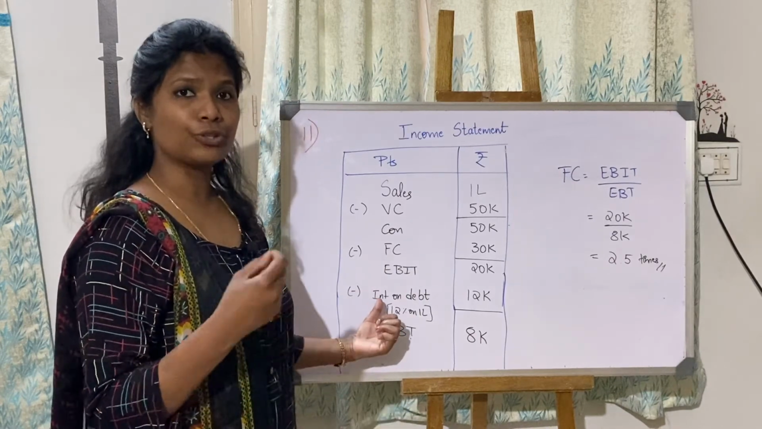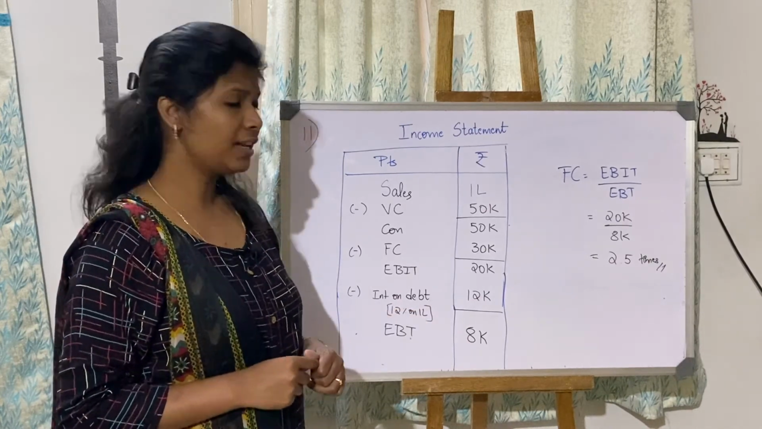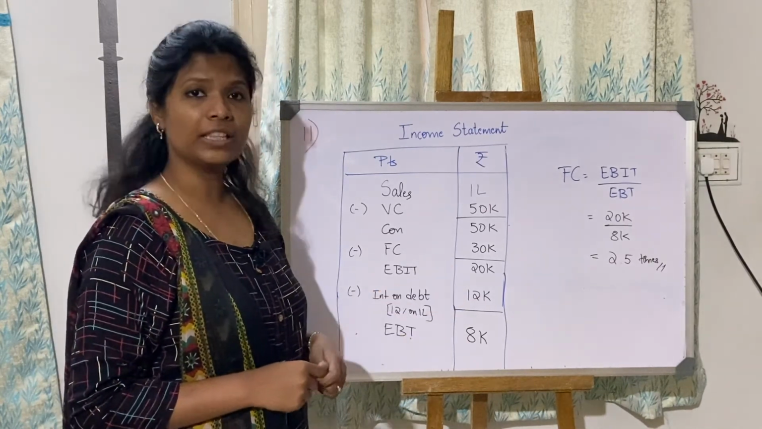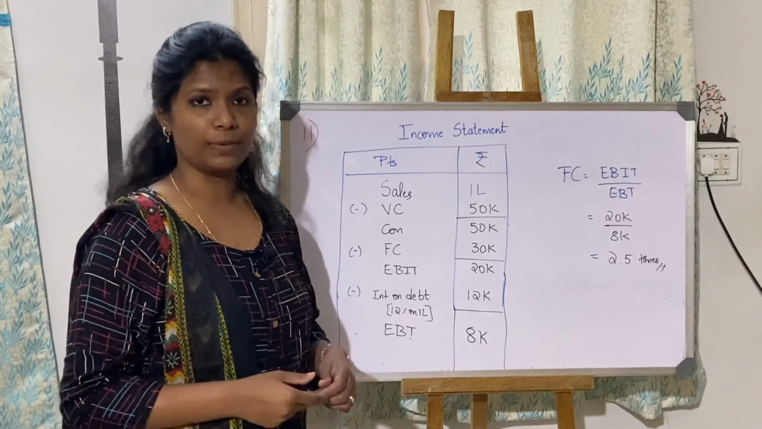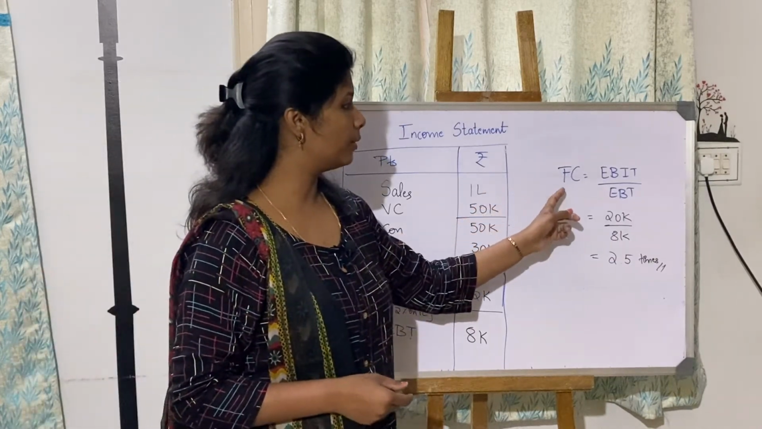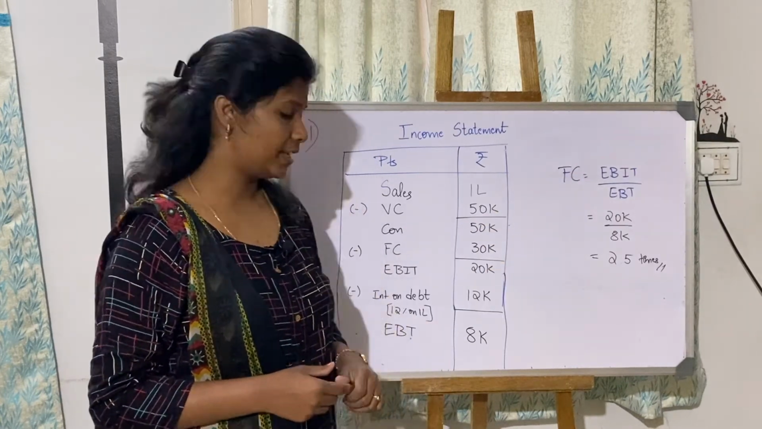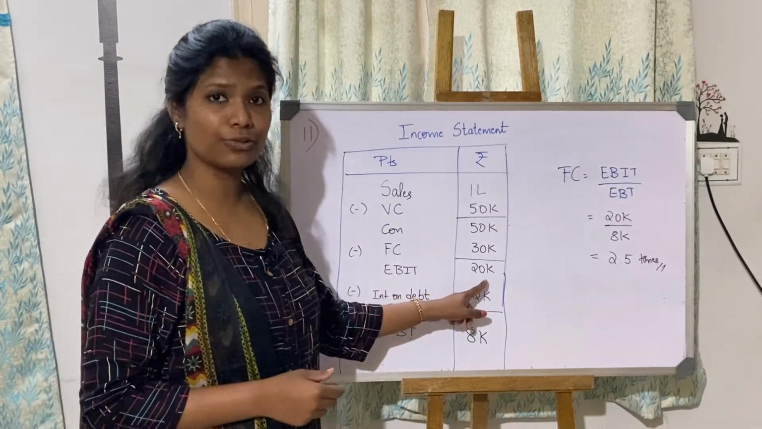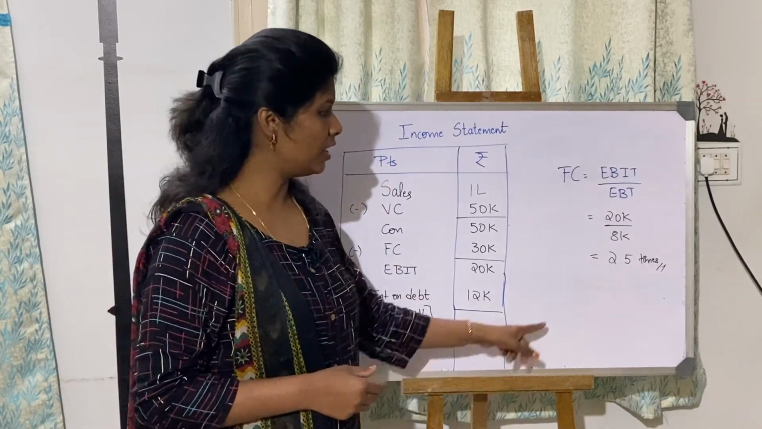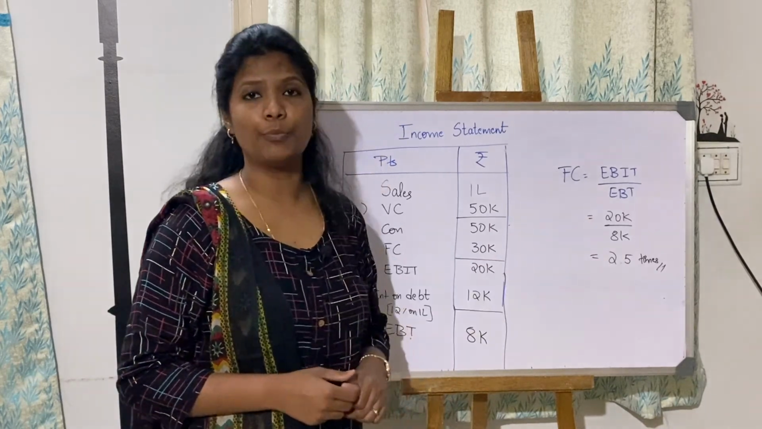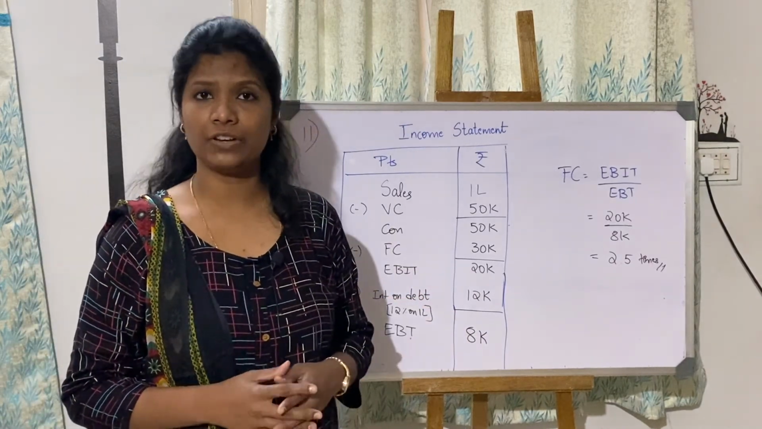As I told, interest on debenture, that is 12% on rupees 1 lakh gives us 12,000 rupees, right? So here we deduct 12,000 from 20,000. We arrive at EBT, called earnings before tax, 8,000. So here we only solve financial leverage, that's called FL. EBIT divided by EBT. EBIT over here is 20,000 rupees, divided by EBT, what you have found out here, 8,000. So 20,000 divided by 8,000 is 2.5 times. So with this we complete question number 11, finding out financial leverage.